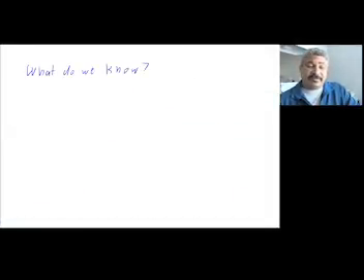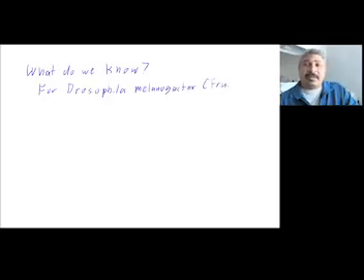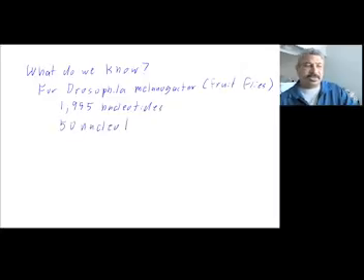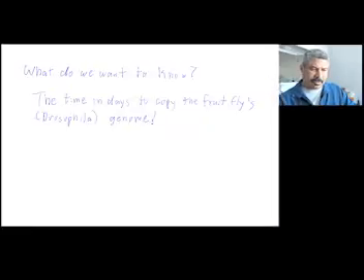Well, for fruit flies, Drosophila melanogaster, they have a total of 1,995 nucleotides. The process of DNA replication is going to copy 50 nucleotides per second. So that is what we know. Now, what do we want to know? We want to know how long, the amount of time in days, to copy the fruit fly's genome. That's what we want to know.